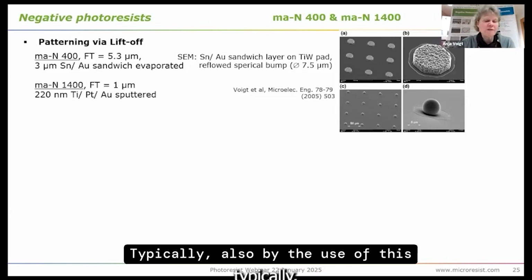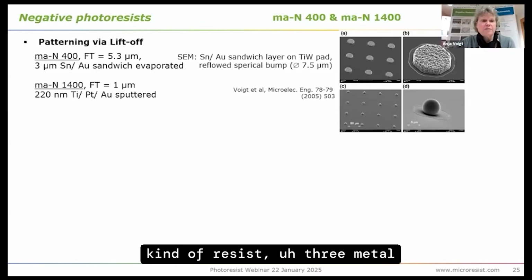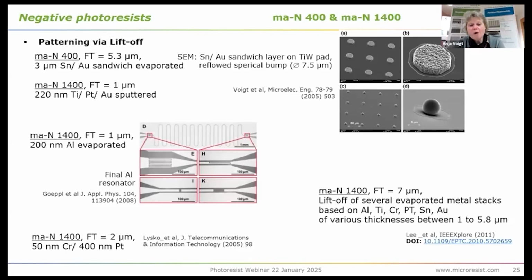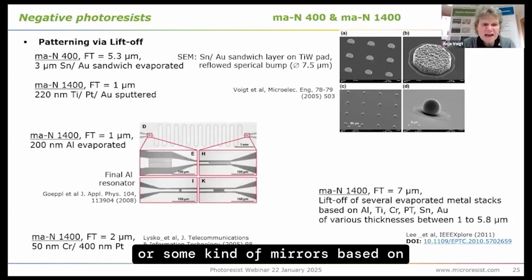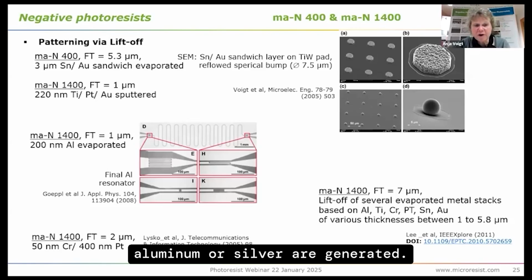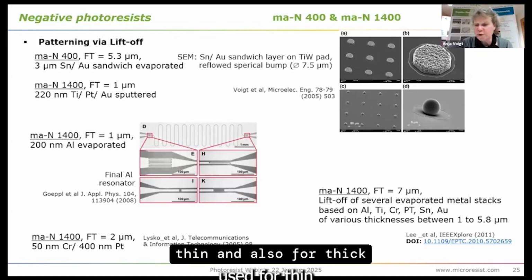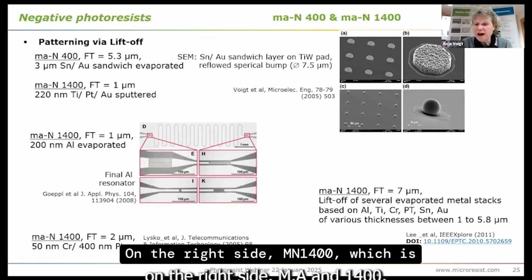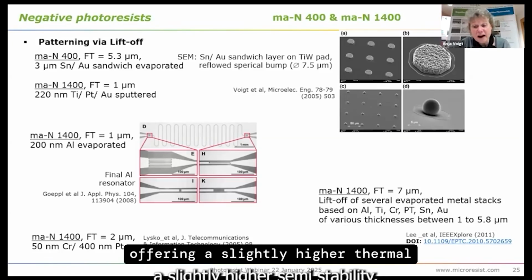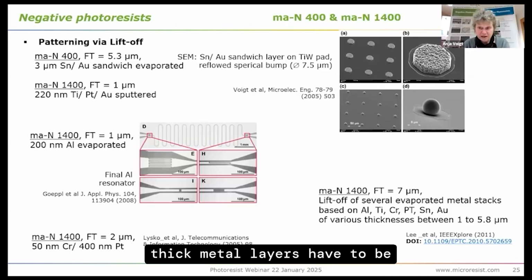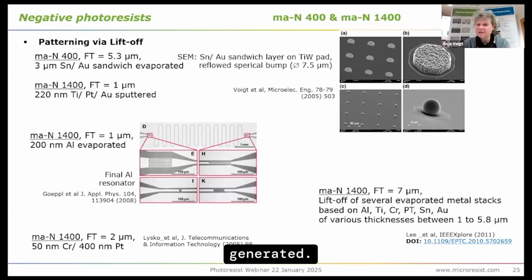Typically, also by the use of this kind of resist, metal contact pads are generated, or some kind of mirrors based on aluminium or silver are generated. These resists are used for thin and also for thick application. On the right side, MAN 1400, which is offering a slightly higher thermal stability, sometimes required when thick metal layers have to be generated.